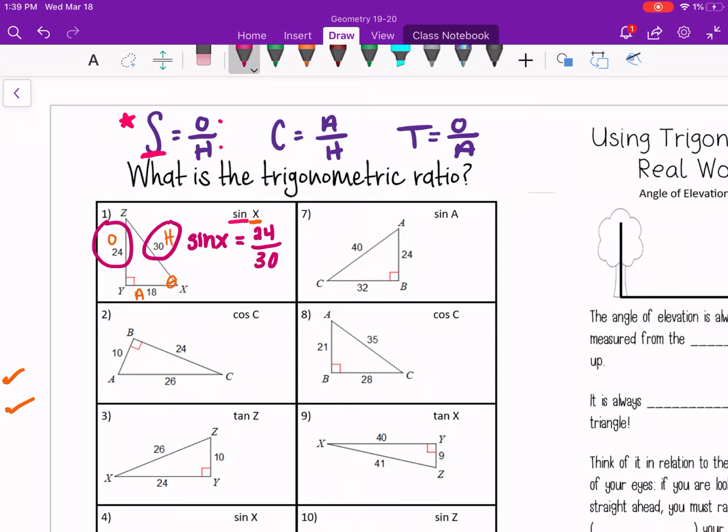Typically, when you're using a trig ratio, you're going to do some additional operations on it anyway that the calculator will simplify for you, so you do not need to worry about it. So right now, 24 over 30 is totally fine. We're going to move on to the next one. The good news about this is that it's super procedural. We're going to do the same thing over and over.